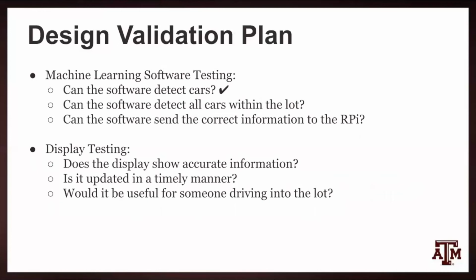For the display, we have three testing requirements as well. We want to make sure that the display is actually showing accurate information. This is both on the accuracy of the machine learning and on the accuracy of the breakdown once the data is actually transferred to the Raspberry Pi and processed. We want to make sure it's done in a timely manner. So we don't want to take 3 minutes to process one image after the data is passed to the Raspberry Pi. We want to make sure that it's very quick and responsive to getting new data.